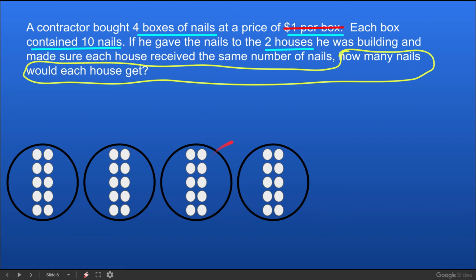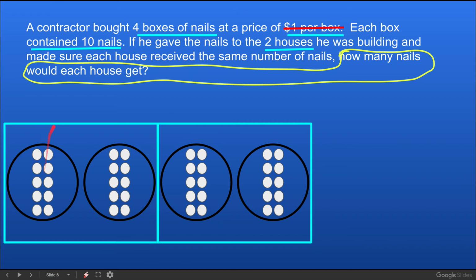So because we said that there was 2 houses and that the same number of nails went in each house, I see I have 4 boxes of nails, and that's kind of easy to make sure that each house gets the same number, and each house will get 2 boxes. So same number of nails in this house, same number of nails in this house.